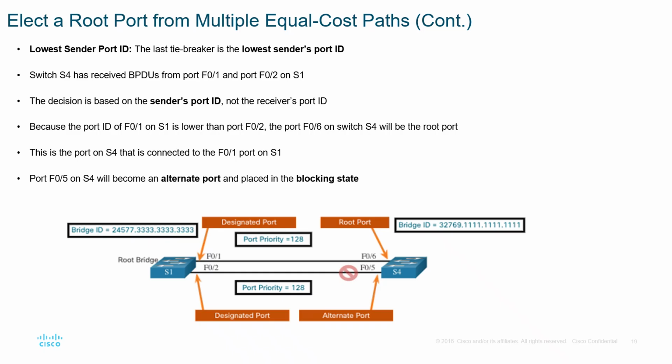Okay, so again, because I have 2 redundant paths, F01 has the lowest port ID number. Because it has the lowest number, you look to the adjoining port on switch 4, and that is the one that becomes the root port. If I'm not a root port or a designated port, I am an alternate or blocking port, which is why port 5 on S4 is an alternate port in the blocking state.